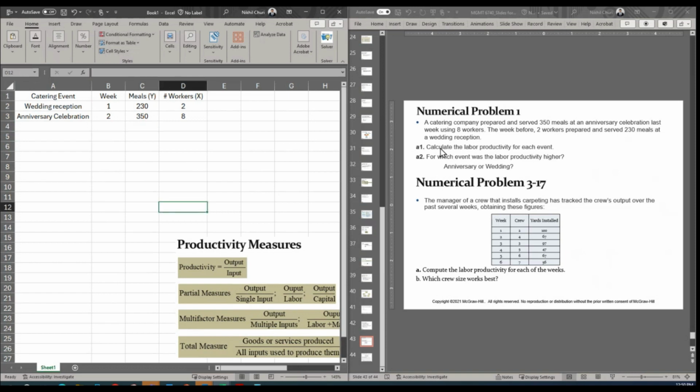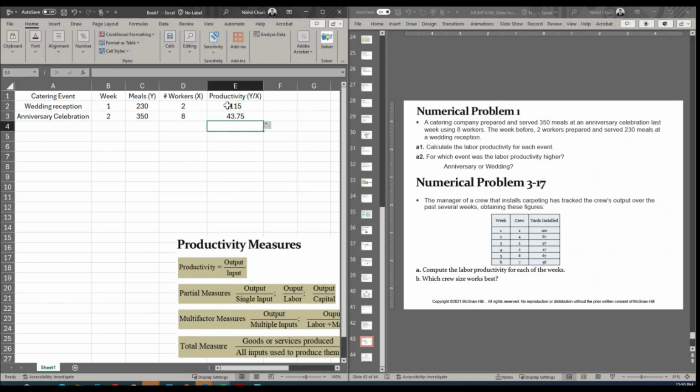So now let's read the problem. Calculate the labor productivity for each event. As we know, labor productivity is equal to output upon input. So I'll say productivity is Y, which is output, divided by X, that is input. So let's do it. Equals Y divided by input X. In this case, the productivity here is 115. I'll drag the formula down. And for the anniversary event, the labor productivity was 43.75.